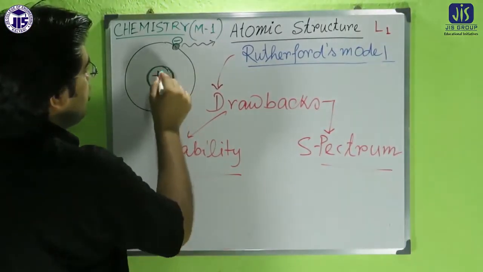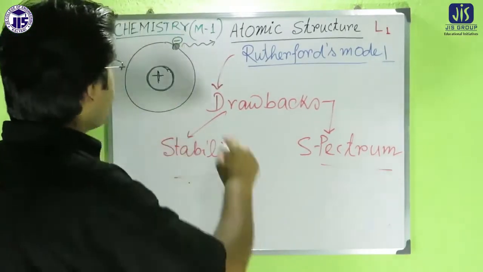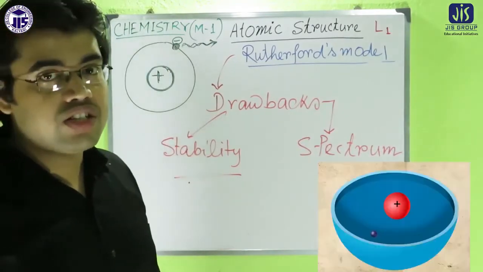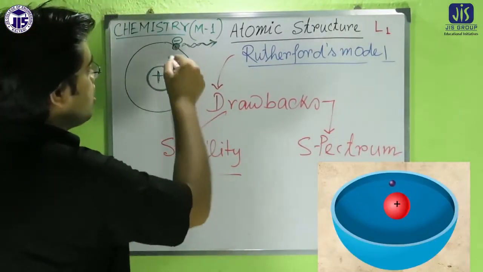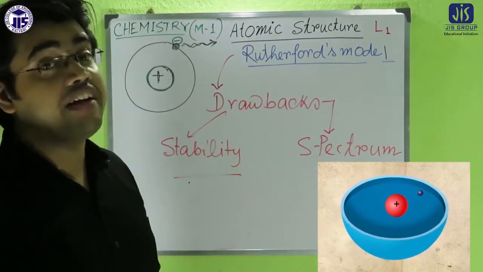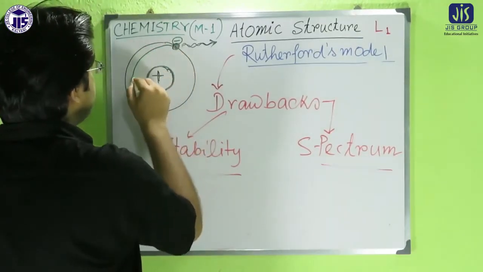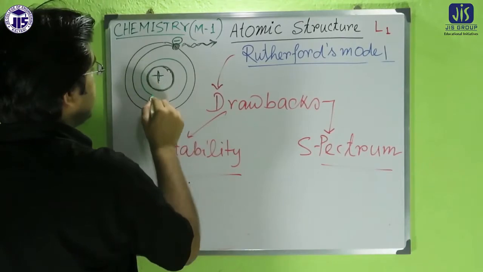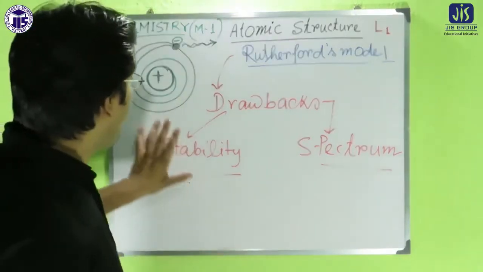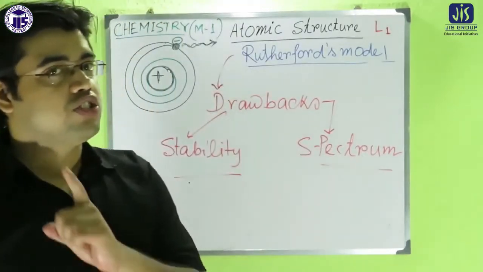So when an electron revolves around the nucleus, according to electromagnetic theory, it should emit energy. That means its velocity will decrease. On the other hand, its electrostatic attraction force remains the same, but the outward force will decrease gradually. So the electron will fall onto the nucleus in a spiral pathway. That means what Rutherford explained regarding the stability of the atom was not right.